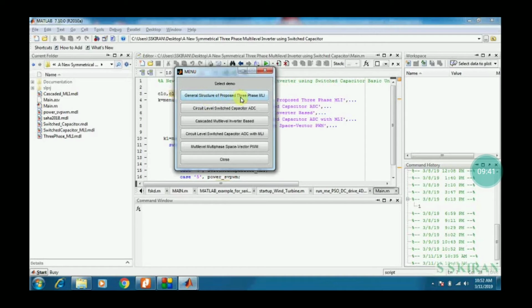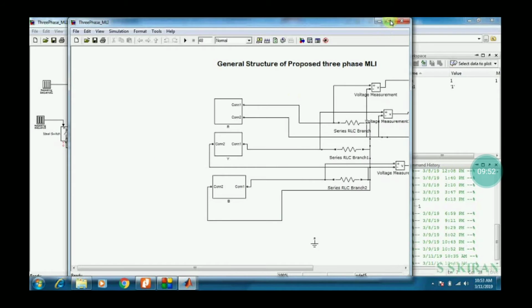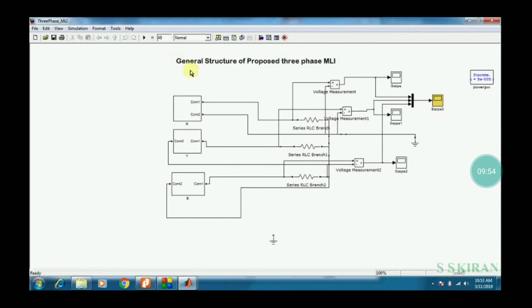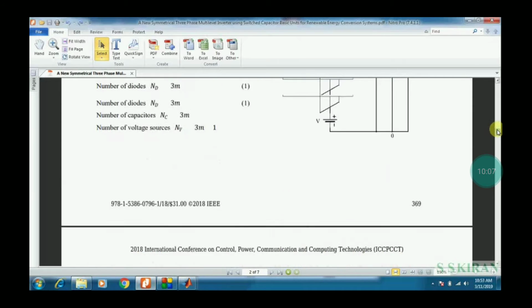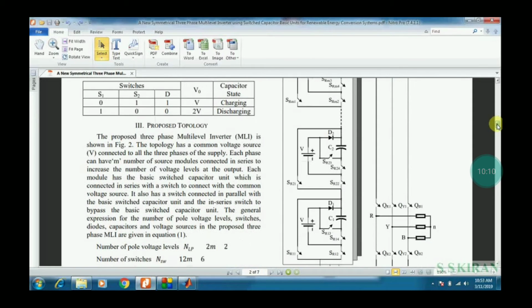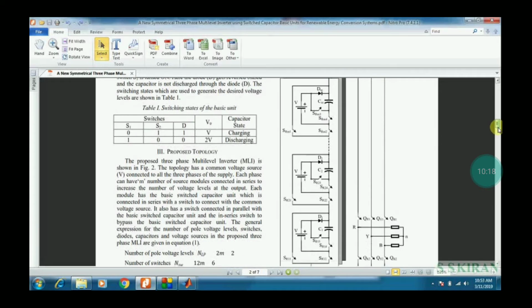See, observe here the busy symbol is enabled, right? Now see, that's fine. The block will open. This is the general structure of the proposed three-phase MLI. Already I have discussed there are three phases like R, Y, and B, right? Good. Come back to the general structure of your circuit diagram or our proposed system, whatever it is. Yes, R, Y, B, right? Good. Okay, then zoom out a little bit.